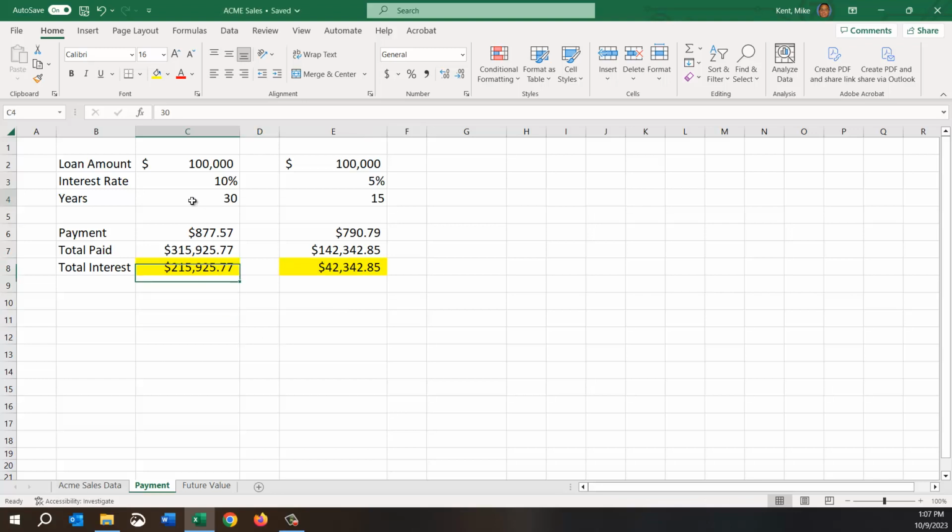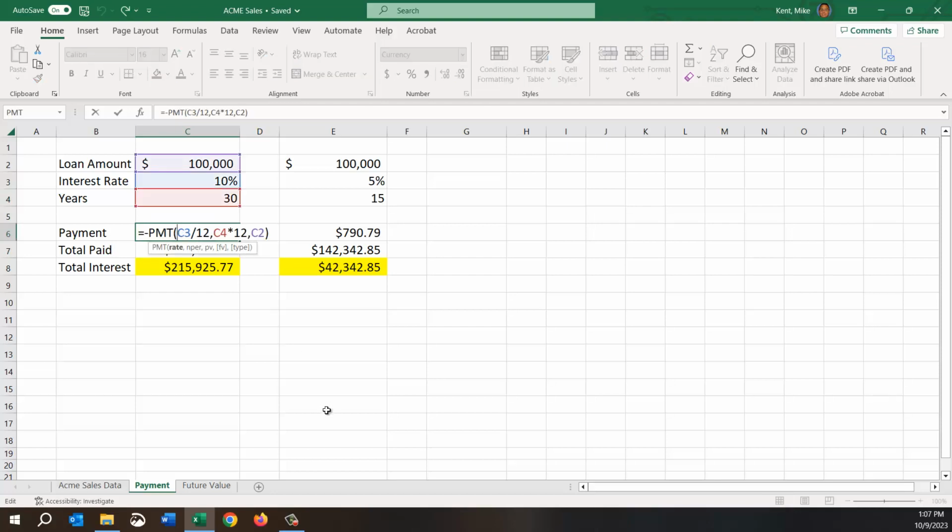And even if you have a 30-year loan and you can just pay an extra $100 a month, you will pay it off so much faster and save yourself so much money. But that is the payment function. There are 3 things we have to give the payment function. We have to give it the interest rate, which you divide by 12 to turn into a monthly interest rate. The second thing you give it is the number of payments, which is number of years times 12, because we pay every month. And then the third thing you give it is the loan amount, the present value, PV. So that is the payment function.